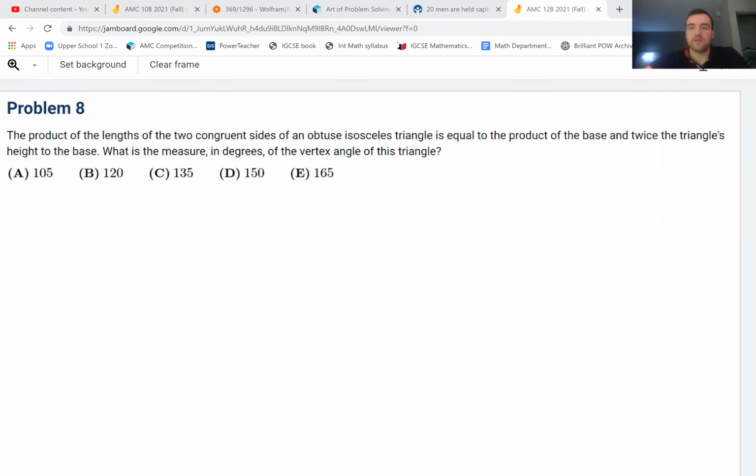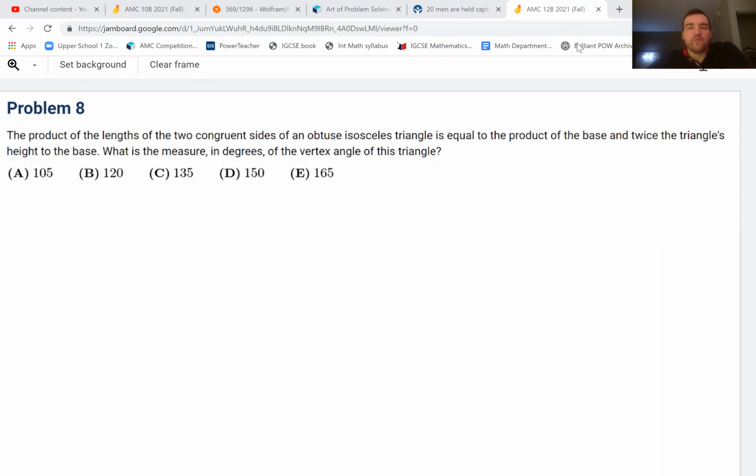Hey guys, so in this video I'm going to go over AMC 12B 2021 fall, problem number 8. It says the product of the lengths of the two congruent sides of an obtuse isosceles triangle is equal to the product of the base and twice the triangle's height to the base. What is the measure in degrees of the vertex angle of this triangle?